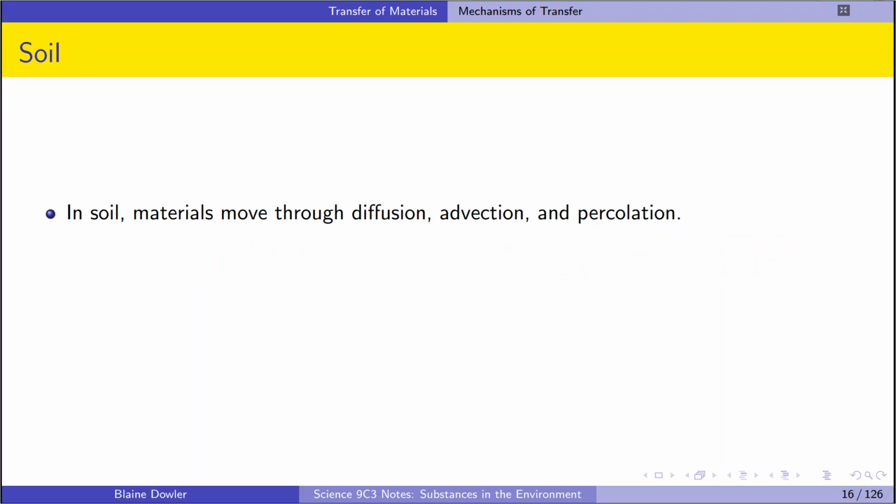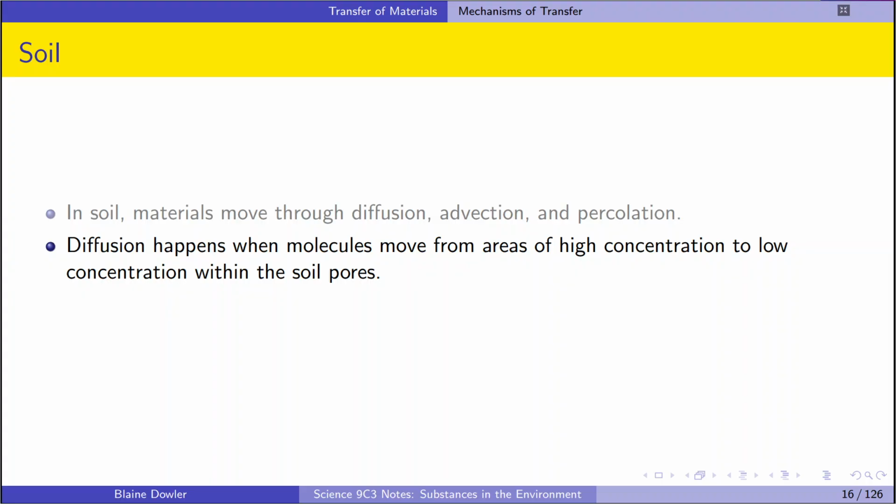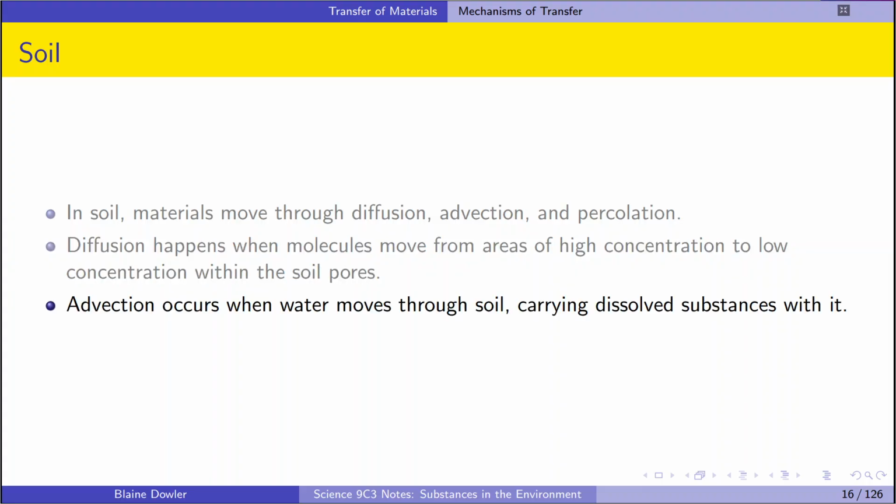Soil is our next medium. In soil, materials move through diffusion, advection, and percolation. Diffusion happens when molecules move from areas of high concentration to low concentration within the soil pores. Advection occurs when water moves through soil, carrying dissolved substances with it.